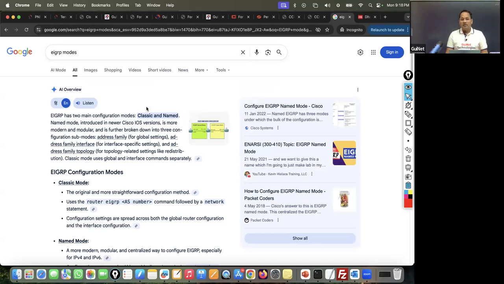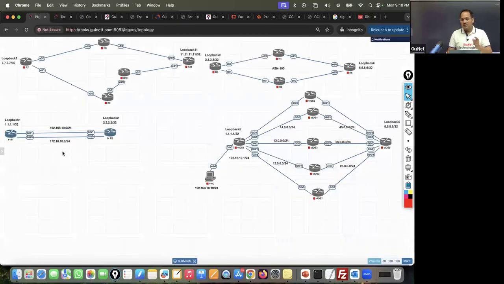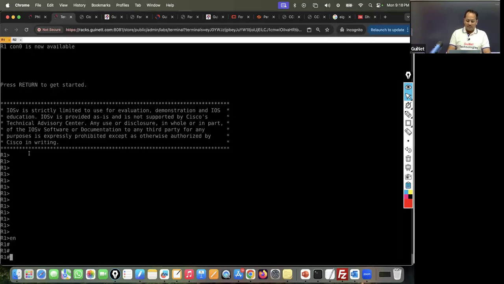And what is named mode? In named mode, you just have to give a name based configuration of EIGRP. I will explain both of them more. Right now I'm going to do the configuration of EIGRP in classic mode, and then we'll go and discuss the named mode EIGRP as well. So I will go here and remove both of my static routes.